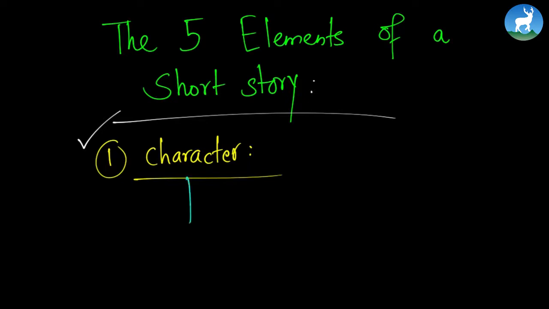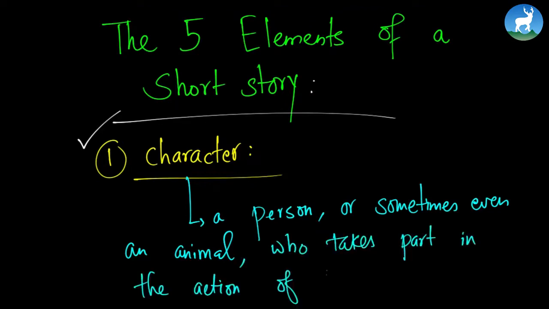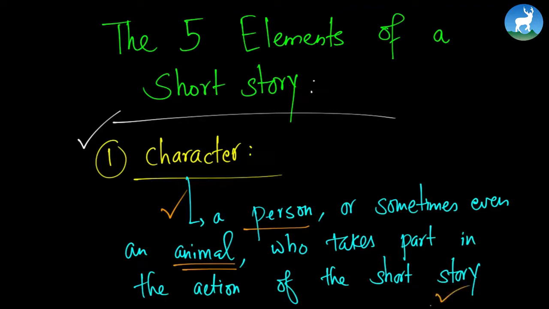Now, who's a character? A character is a person, or sometimes even an animal. You must have written some of the short stories about crows, foxes, parrots, cats, rabbits, lion. And in those short stories, the central character is always an animal. Now, these characters take part in the action of the short story. So that is the main thing. When I ask you what do you mean by the word character, you can simply reply a character is a person, or sometimes even an animal, who takes part in the action of the short story. So that is the main thing, character.